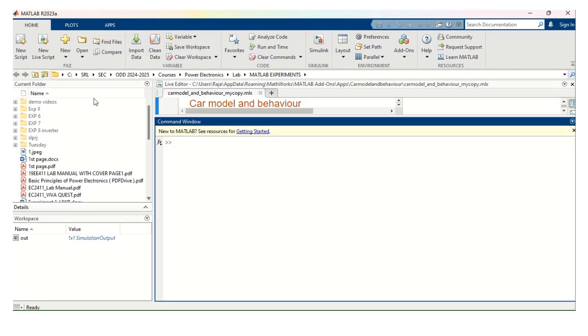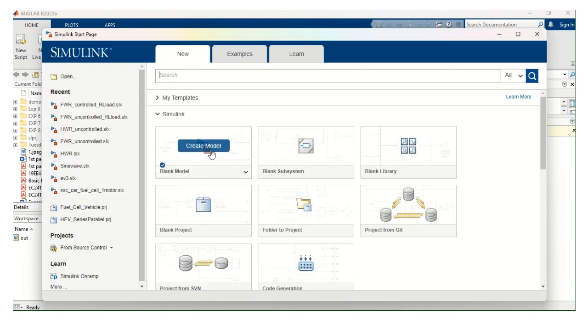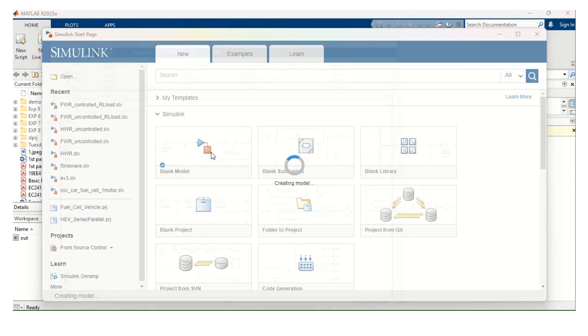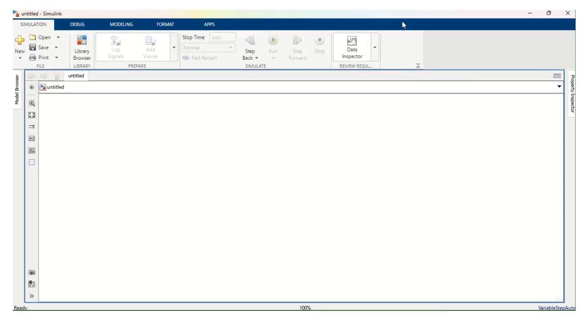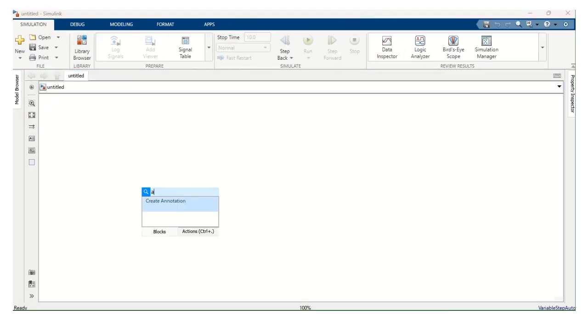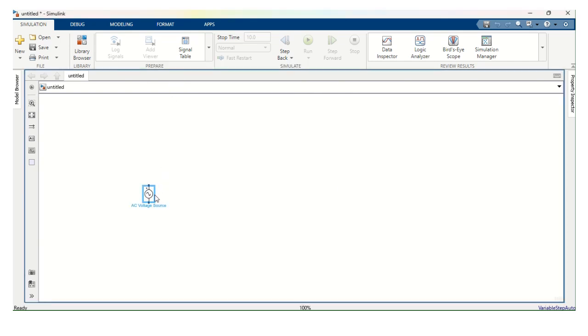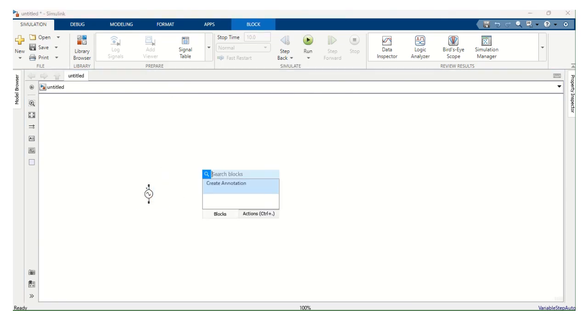This is MATLAB home page. Let's create new Simulink model. Choose blank model here. So this is the blank model. Let's get all the components. First one, AC voltage source. So we got AC voltage source. Next we need thyristor.